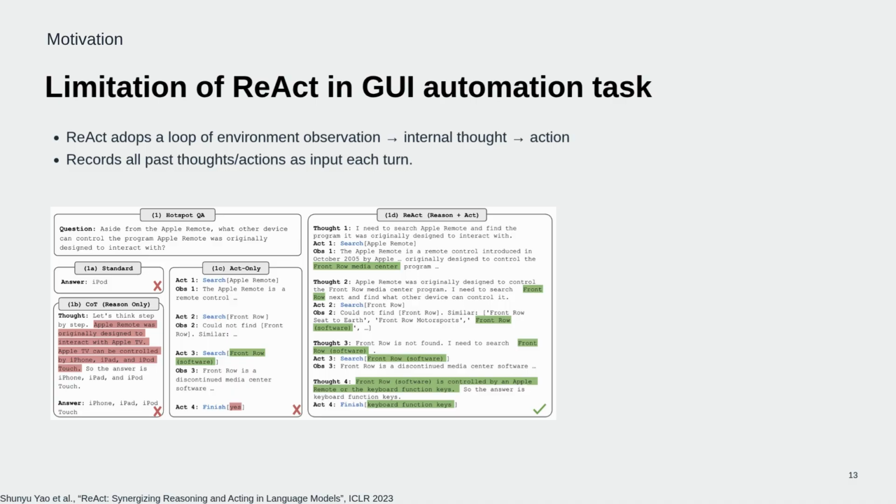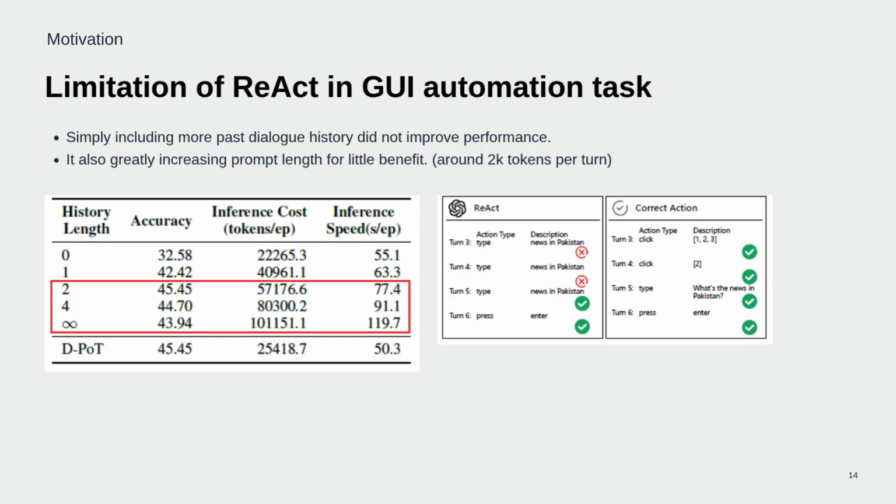Also, the authors insist that there are limitations of ReAct in GUI automation tasks. ReAct adopts a loop of environment observation, internal thoughts, and actions. It records all past thoughts and actions as input each time. So simply including more past dialogue history did not improve performance.